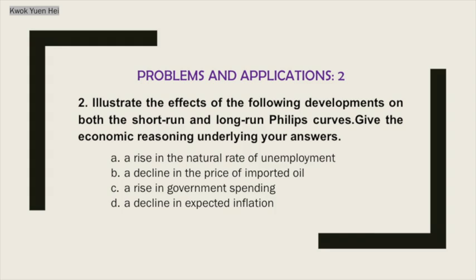I'm Koyun Hee, and I'm going to talk about the problems and applications. Question number 2. Isolate the effect of each foreign development on both the short-run and long-run Phillips curve. Give the economic reasoning. Underline your answers. A. A rise in the natural rate of unemployment. B. A decline in the price of imported oil. C. A rise in government spending. D. A decline in expected inflation.